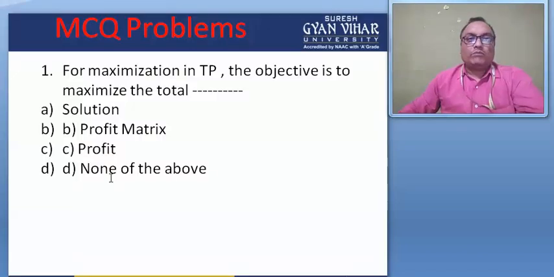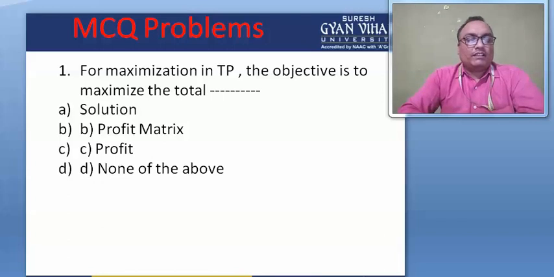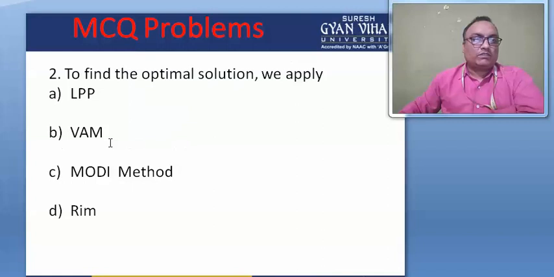Then move to the next section. This is the MCQ problem. For this, first, for maximization in transportation method, the objective is to maximize the total profit. So C option is right. Then move to the next question.